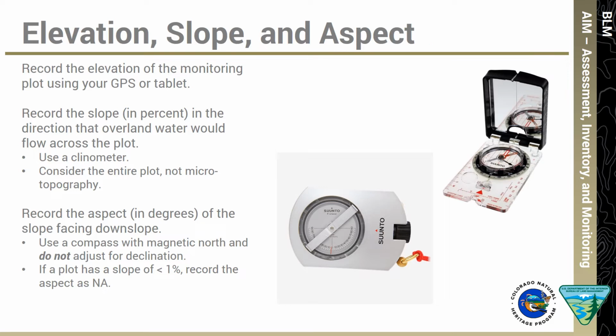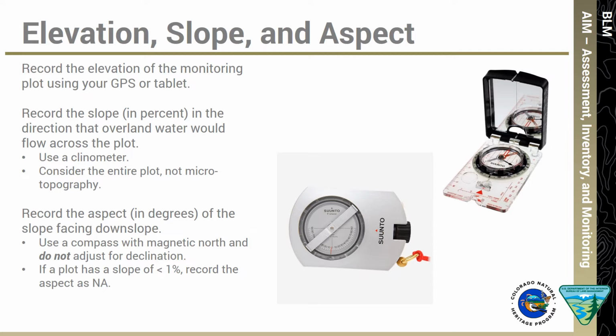Elevation, slope, and aspect are all fundamental characteristics of a monitoring plot, and they can affect species composition, sun exposure, soil moisture regime, and many other factors. In the field, elevation can be determined using your GPS, tablet, a US geographic topographic map, or other information sources. It should be recorded in meters. Slope should be determined using a clinometer, which we will demonstrate during field training. Slope is recorded in percent rather than degrees. To measure slope, consider the entire monitoring plot, not slight changes in microtopography that might occur within the plot.